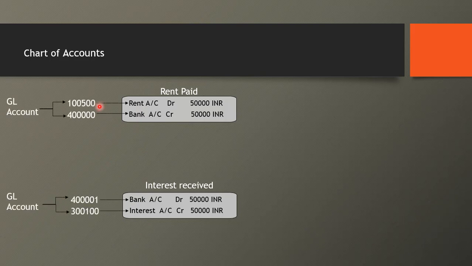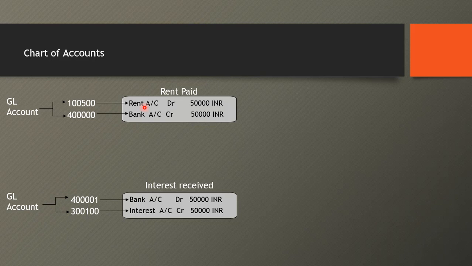When we create the account in the SAP system, we will create it with this number, and the description will be given, like rent account. Similarly, if we create a bank account, we will create it with this number, and the description will be given as bank account. So in SAP, all these accounts are identified with their unique numbers, and this is called GL account. So now the question comes, what is chart of accounts?